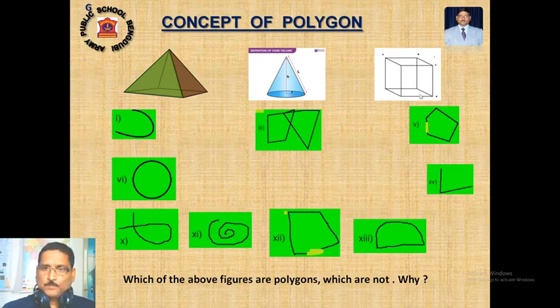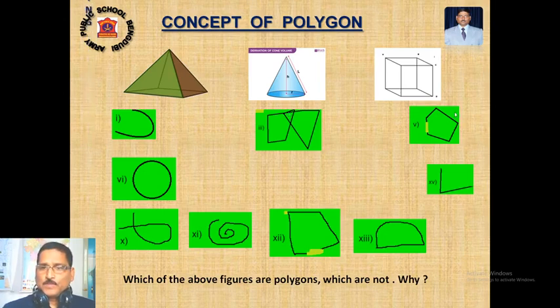But each face of the cuboid will be a flat surface, and that can be a polygon. But when they join together, it will not be a polygon. Similarly, the pyramid also. Now this shape is a simple curve, it is not closed and not made by line segments, so it is not a polygon. This is made by line segments but intersected, so it is not simple.